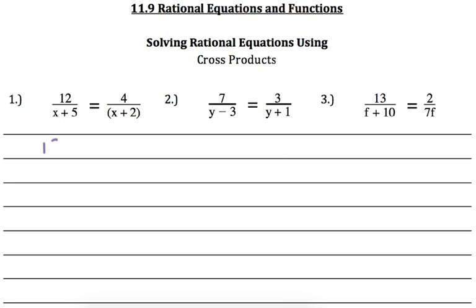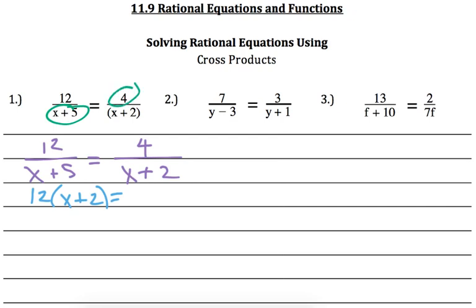So as I look at 12 over x plus 5, even though there's more complicated things going on, and 4 over x plus 2, all I see is that I'm going to multiply this by that. Now they help us by showing it in parentheses. And I'm going to set that equal to the denominator of that by that. So I'll write that as 4 times x plus 5. And of course, you have to have parentheses there.